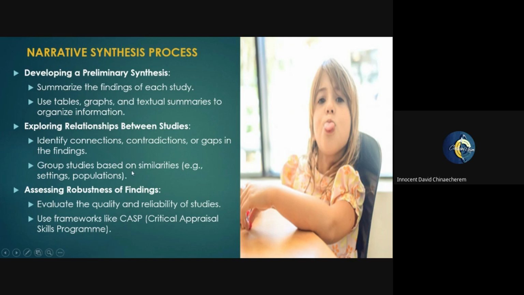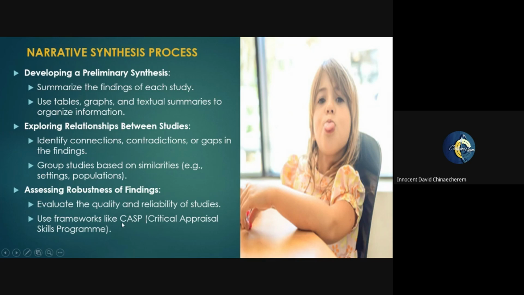We also need to group the studies based on similarities, such as settings and populations, and all these are fundamentals of our themes. Whenever we're performing our narrative synthesis, it's very relevant for us to match them up to our themes. Another thing we need to do is assess the robustness of the findings, which is evaluating the quality and reliability. We explained this in our risk of bias session, where we can use frameworks like the Critical Appraisal Skills Programme and so on.